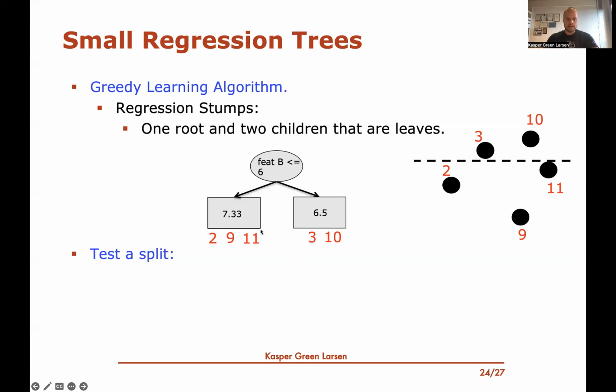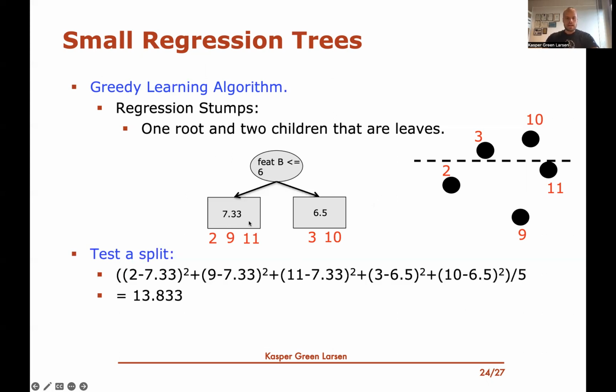So the mean of 2, 9, and 11 is 7.33, and the mean of 3 and 10 is 6.5. Okay, so now we know these are the best possible leaves if we choose this split. And then we can just evaluate what is the cost here, what is the least squared loss. So we have to again sum over all the points.